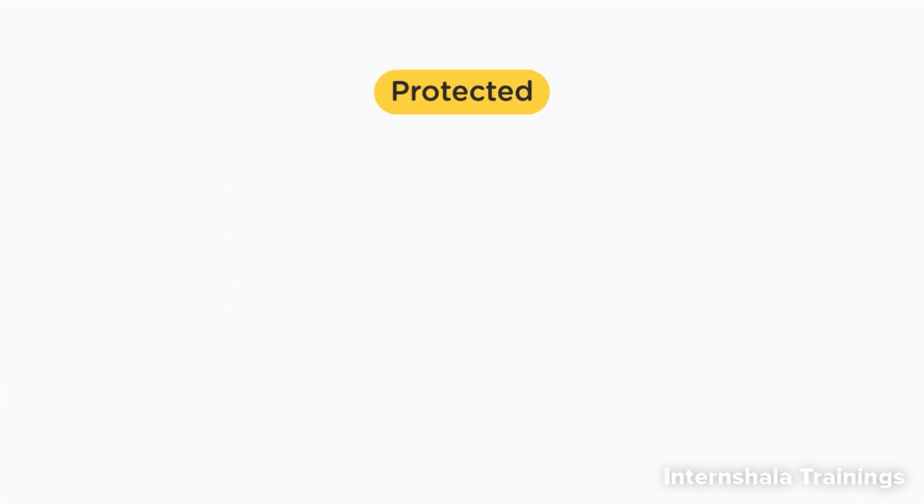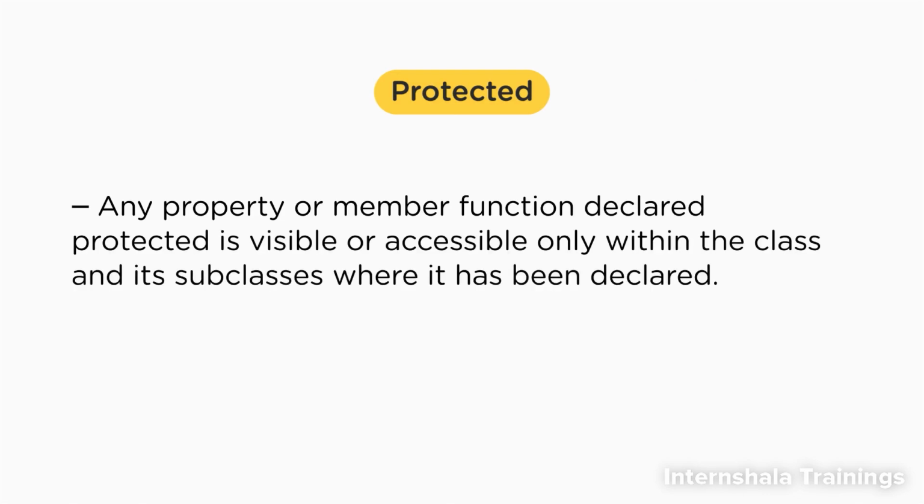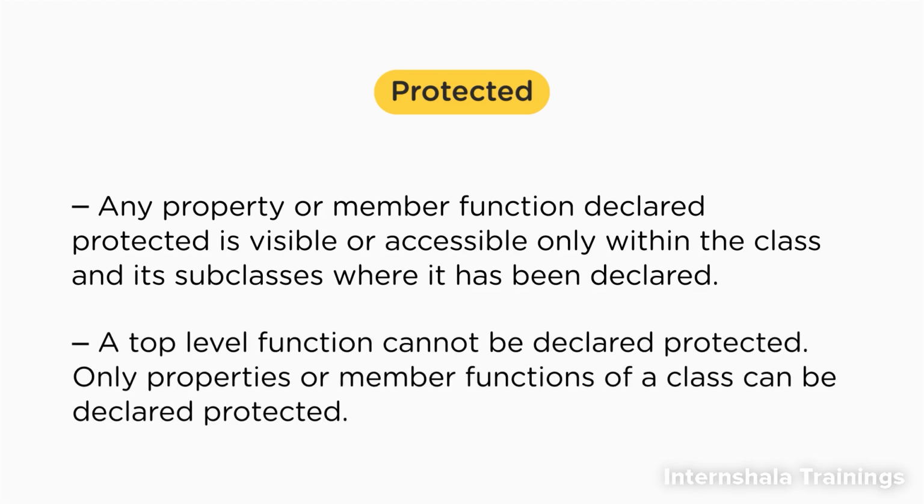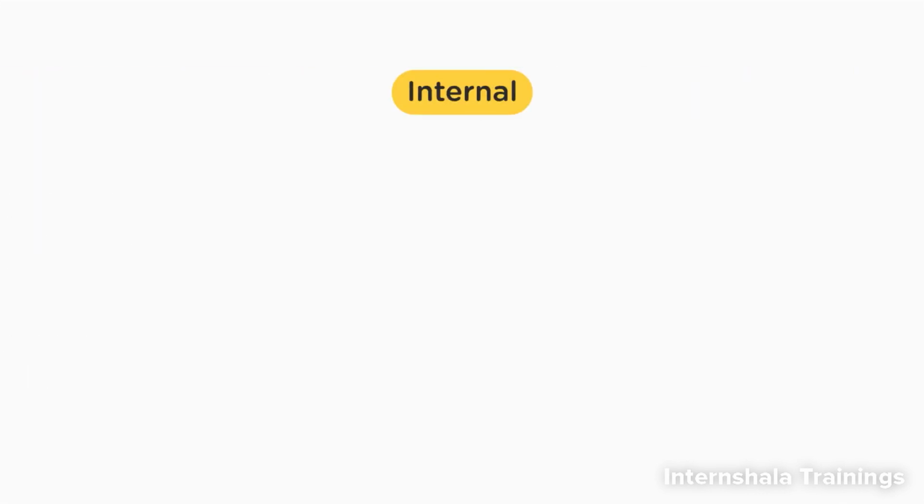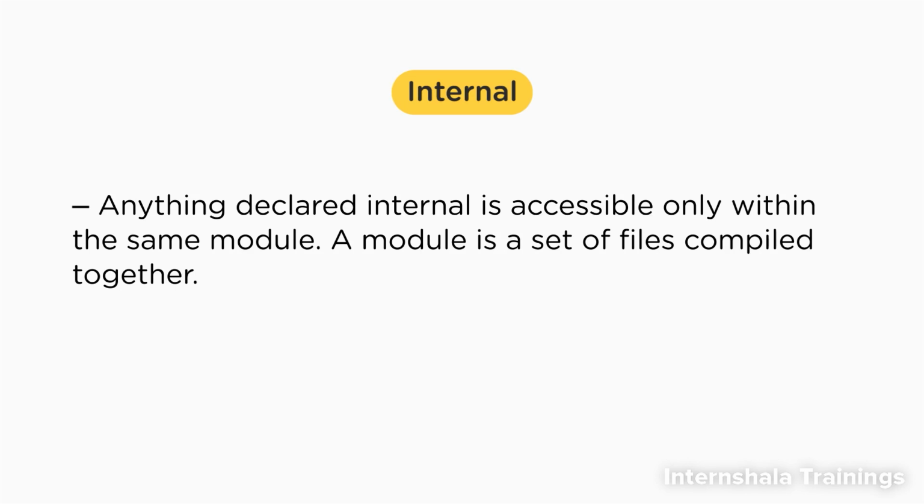Next, let's come to protected. Any property or member function declared protected is visible or accessible only within the class and its subclasses where it has been declared. A top-level function cannot be declared protected. Only properties or member functions of a class can be declared protected. Now let's come to internal. Anything declared internal is accessible only within a module. A module is a set of files compiled together.